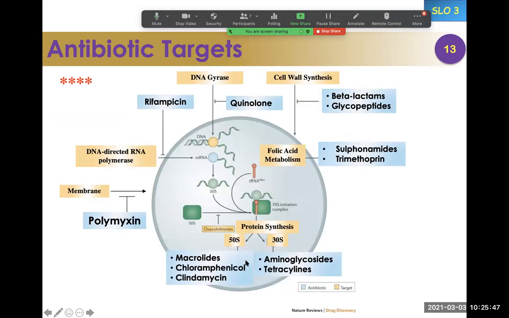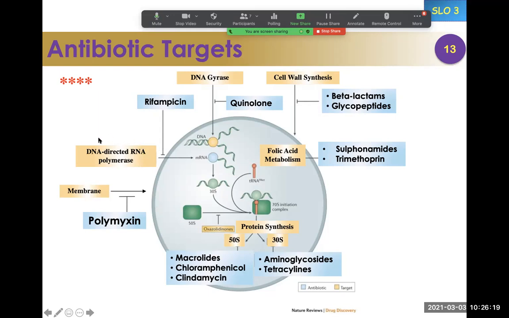And for protein synthesis, we have quite a few. There are macrolides, chloramphenicol and clindamycin, all different classes. And there's also aminoglycoside and tetracycline, which target separate components of ribosomes, 50S and 30S. And then you have an antibiotic that does target the inner membrane, namely polymyxin. This is probably our last resort drug, and we don't use it a lot, and we'll come back to it.